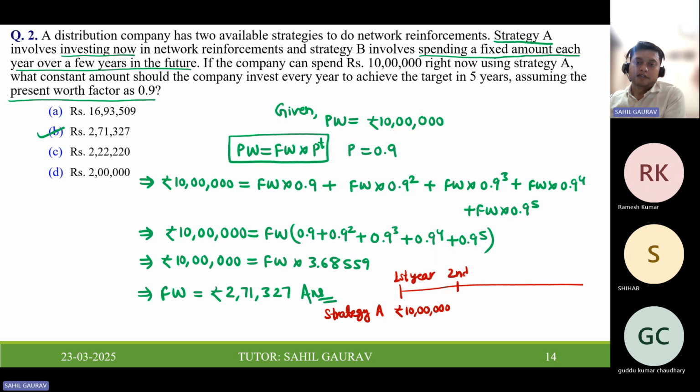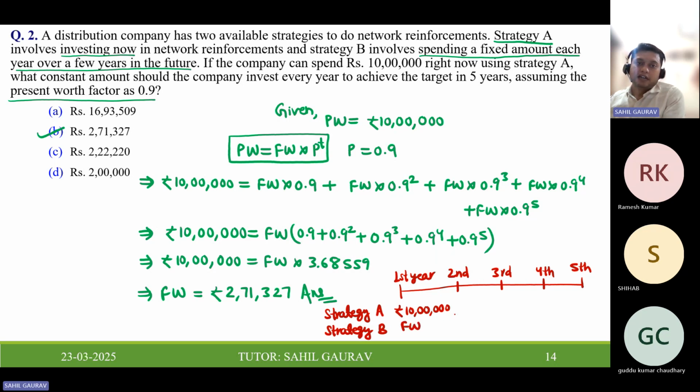This is second year. This is third year. This is fourth year. And this is fifth year. So in strategy A, the company invested 10 lakh to do some pension. In strategy B, the utility has done what? They have invested some amount of money equally in each year. So this we take as future worth.